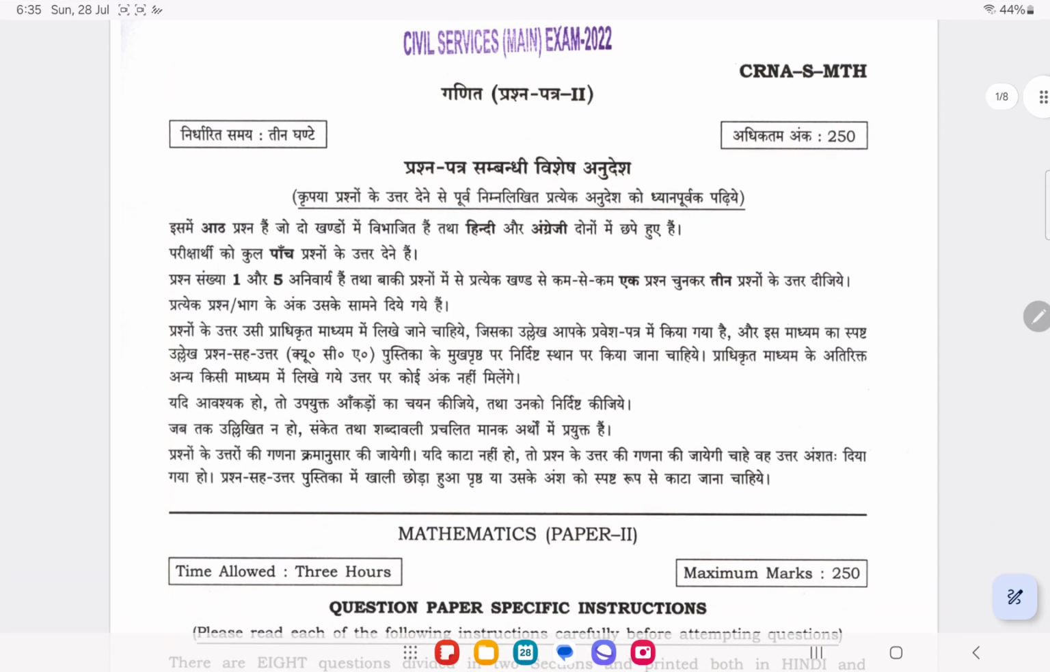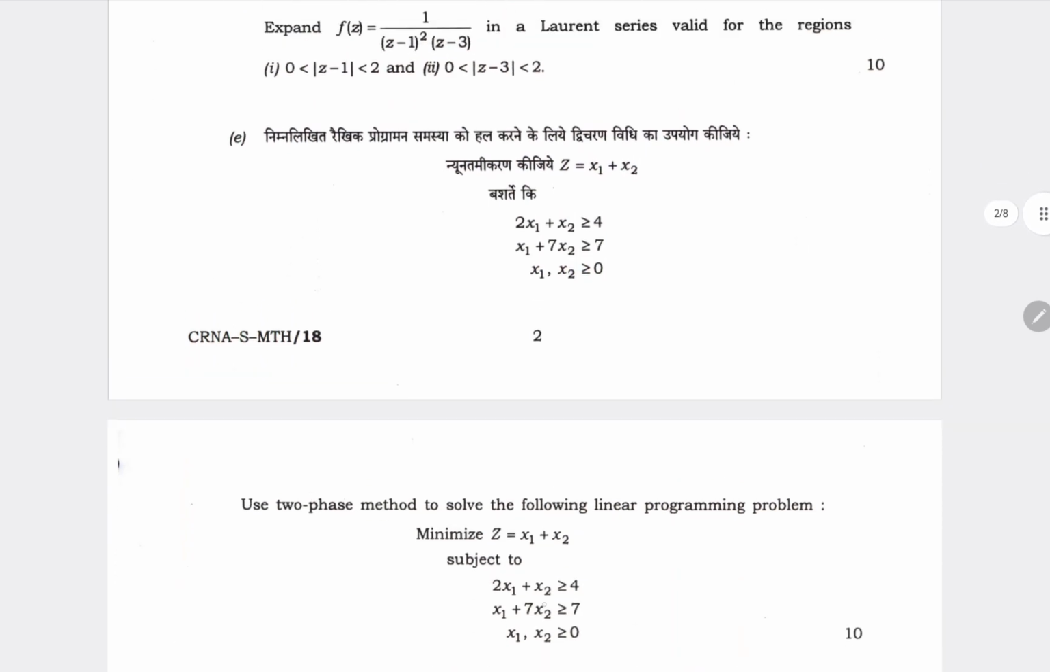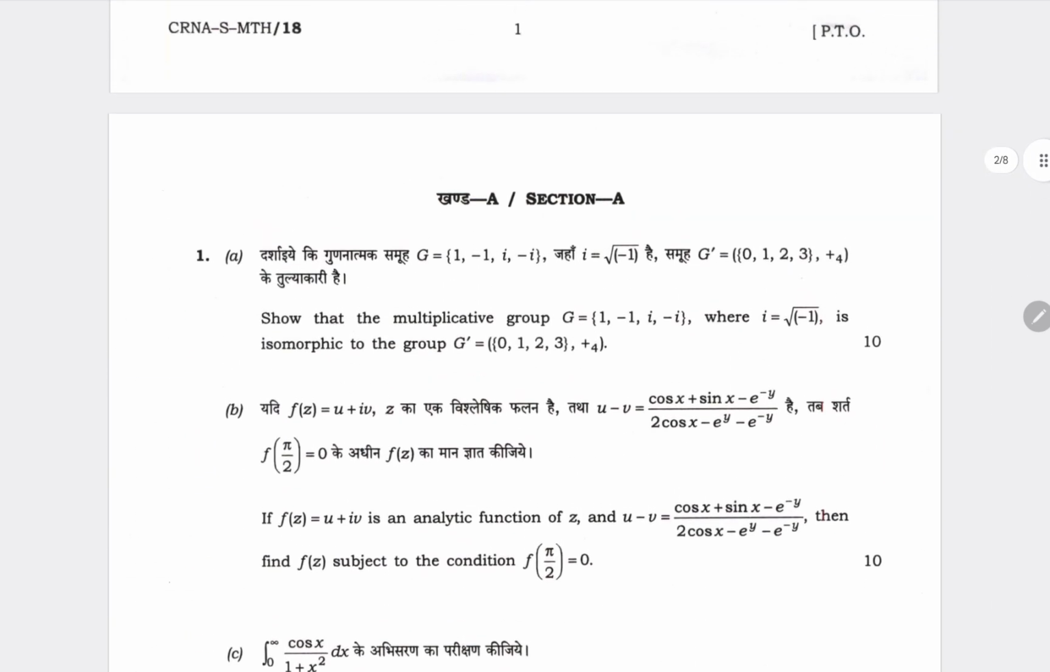Hey everyone, so let us solve the 2022 question paper. There are again two questions, one 10 marker and one 15 marker from group theory. So this was the first one: show that the multiplicative group {1, -1, i, -i} is isomorphic to {0, 1, 2, 3} modulo 4.